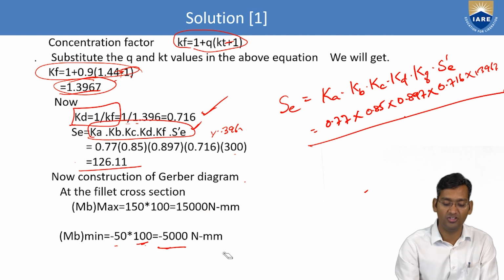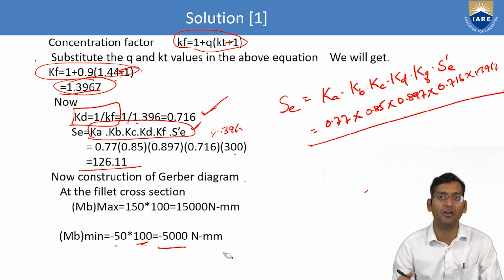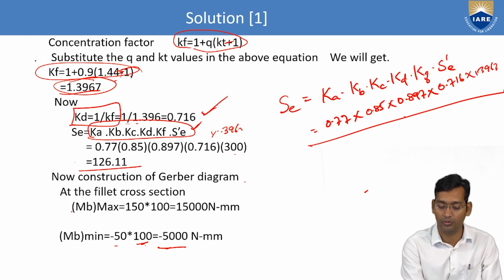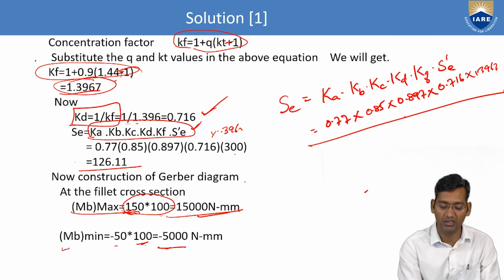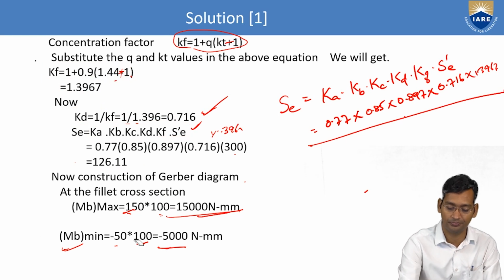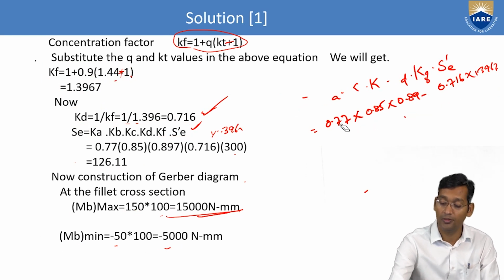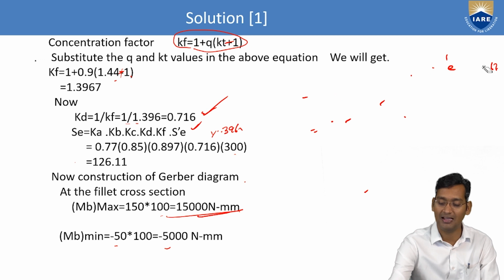Now, instead of finding in terms of stress, we are finding in terms of moment. So the maximum moment will be 150 into 100, whatever the distance is, right? Force into distance is the moment. So the maximum force is 150 into distance, 15,000. MB minimum, force into 1000, so MB min is minus 5,000 Newton meter. Now we have MB max and MB min.